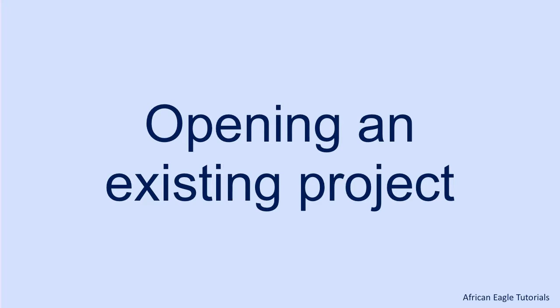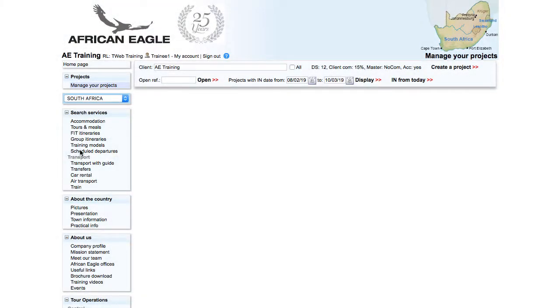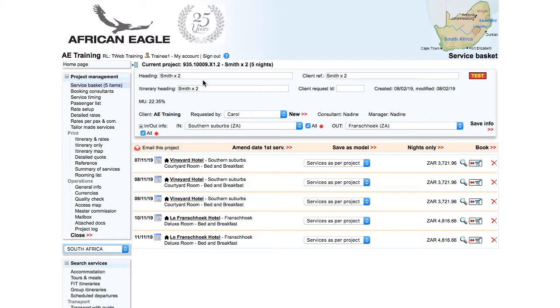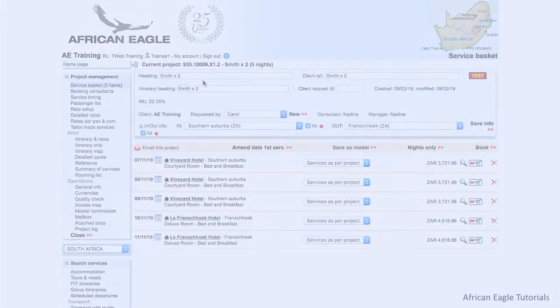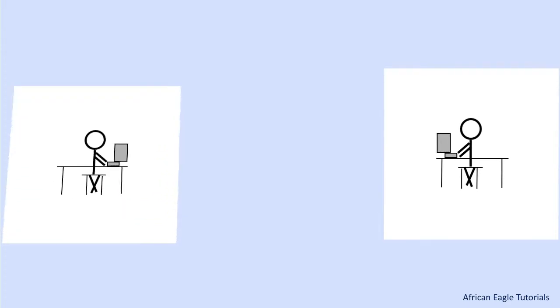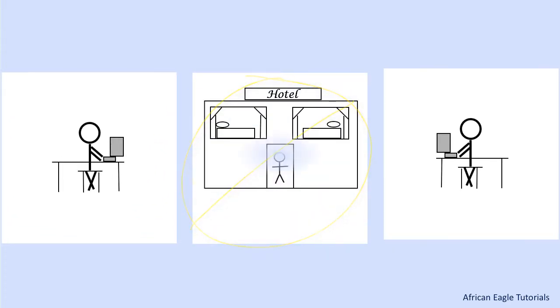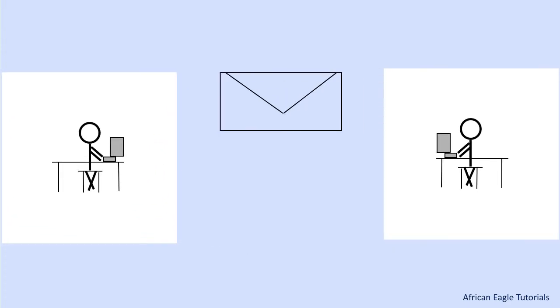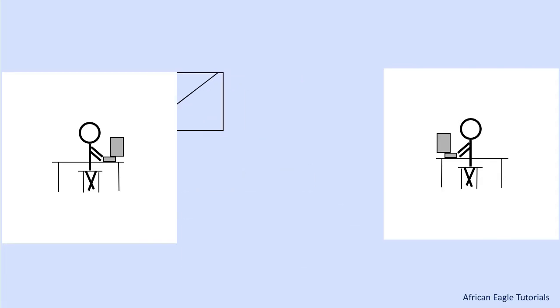To access again an existing project, enter the reference, for example 935.10009, and open. The project is opened in the Service Basket page. Once opened, you can carry on adding and amending any information. The project as it is up to this point is between the consultant and the client. No suppliers are involved. It is a proposal to the client in terms of what services to include, in what order, and at what price.